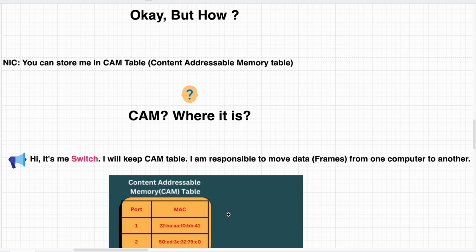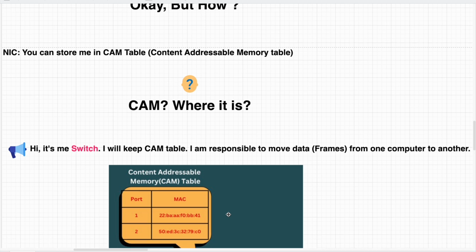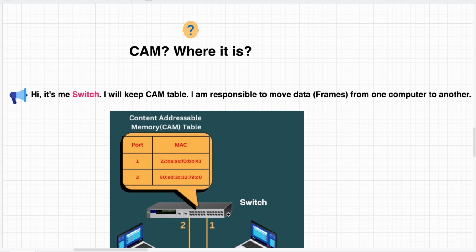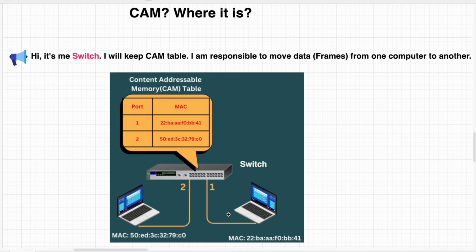I am responsible for moving frames from one computer to another. What is it? CAM, how does it look? Yeah, it's a table. You can see in this picture that it is stored in the switch. The switch is connected to some systems. Here you can see it has two laptops. One laptop is connected to port 1 and one laptop is connected to port 2.